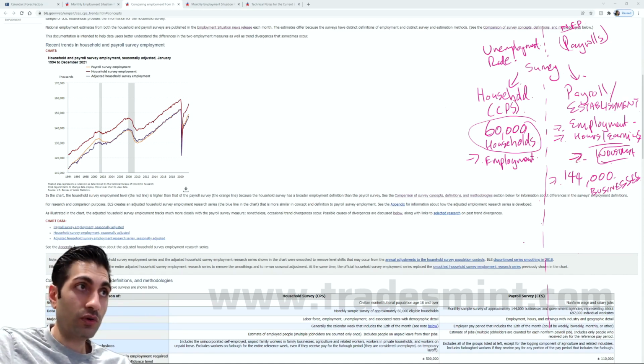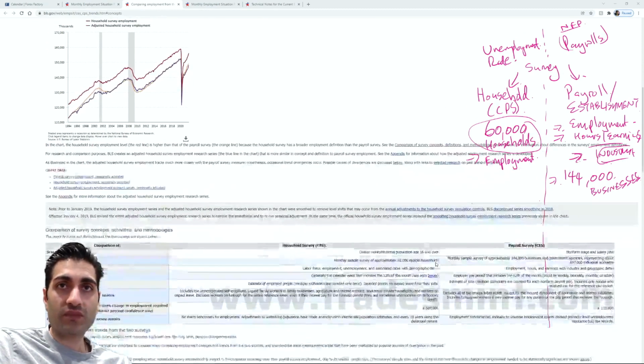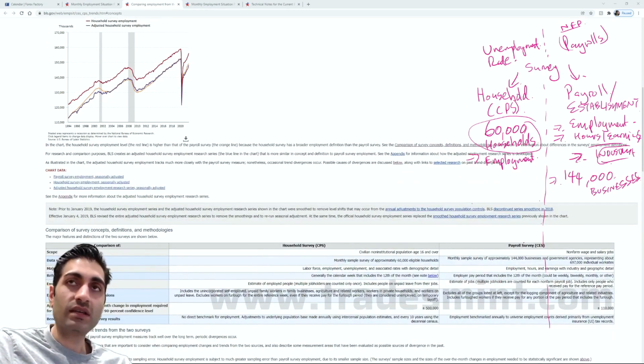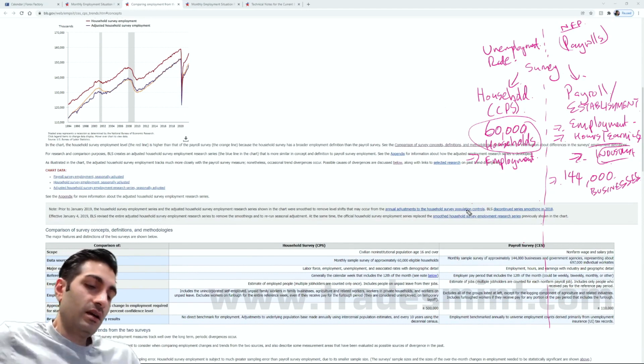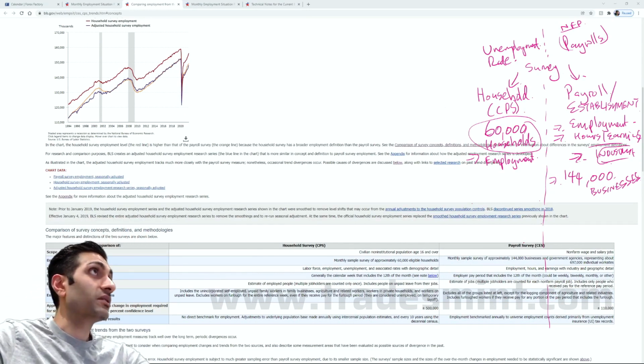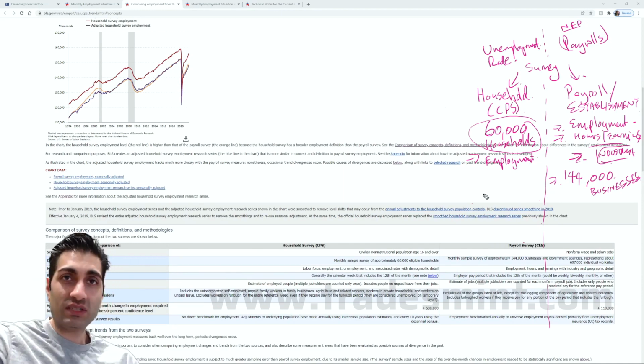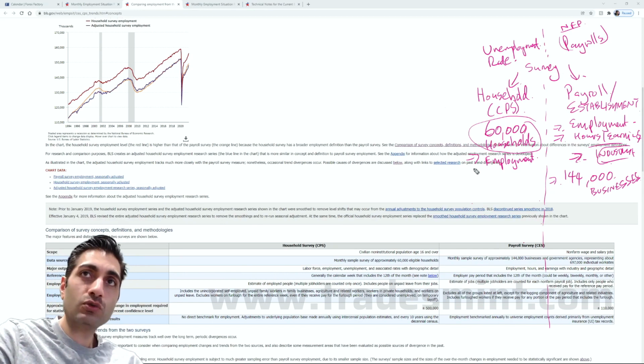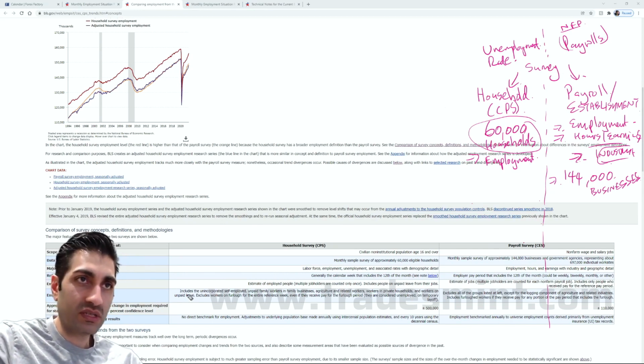But also, if you look here, there are other key differences. This is what I don't think is explained very well. So the household survey actually includes, and you can see it here, self-employed.